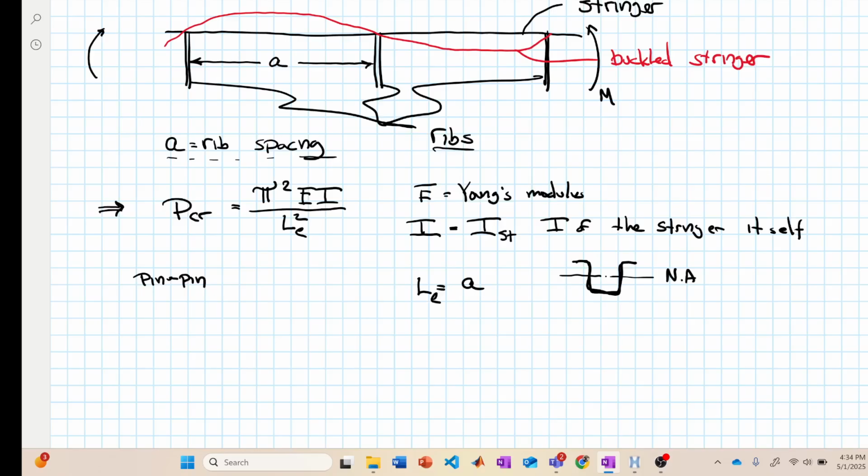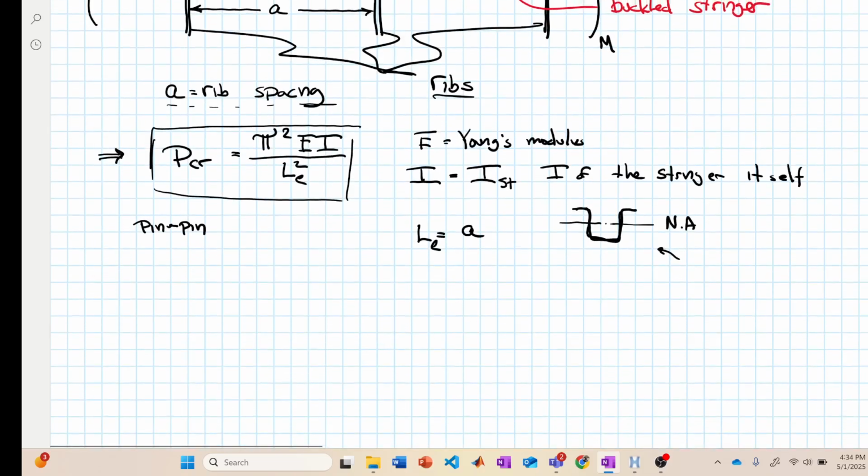So the idea here is we can calculate the critical buckling load knowing the stringer. We really need to just know the I of the stringer itself. For this setup, the critical buckling load for the stringer is going to be pi squared E I of the stringer over A squared, where A is the rib spacing. That's basically all you have to do there.